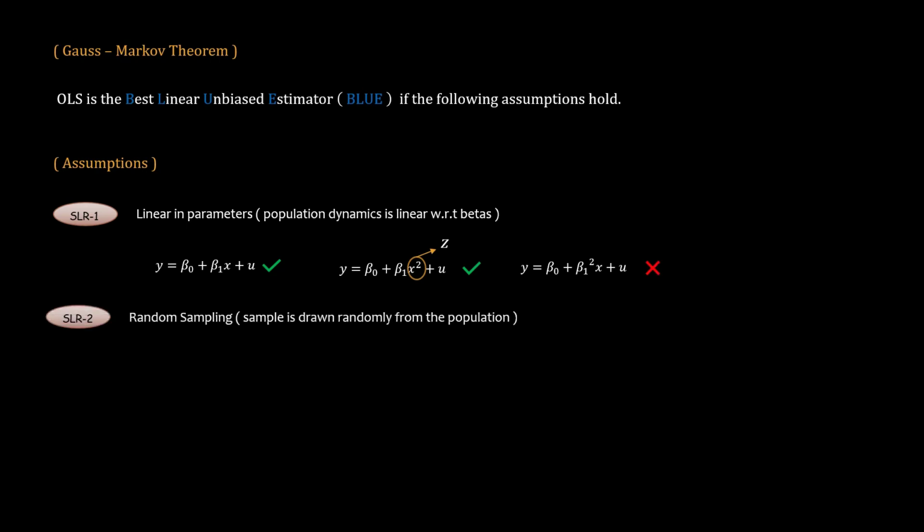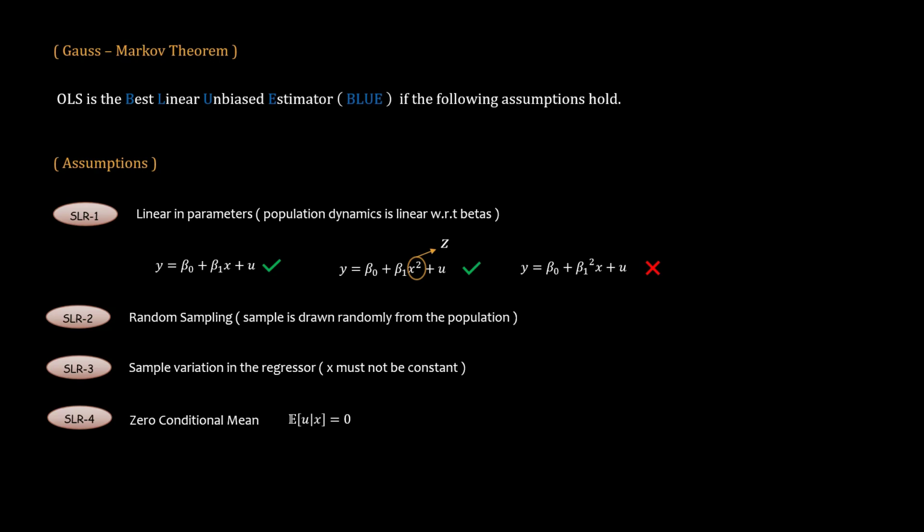The second assumption is that the sample must be obtained at random. This is needed to satisfy some statistical properties. Third, x must have sample variance. If x is constant, then we get infinite variance on OLS estimates, as we saw before.